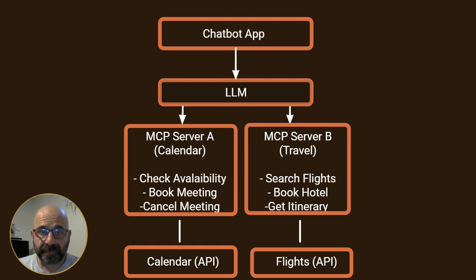Here's the cool part. These MCP servers don't have to be built in-house. They can be hosted by third-party providers like Microsoft, Google, Amazon, or Apple. So your AI agents might talk to Google Calendar via one MCP server and use Microsoft Teams via another. As long as they follow the MCP format, it's plug-and-play.